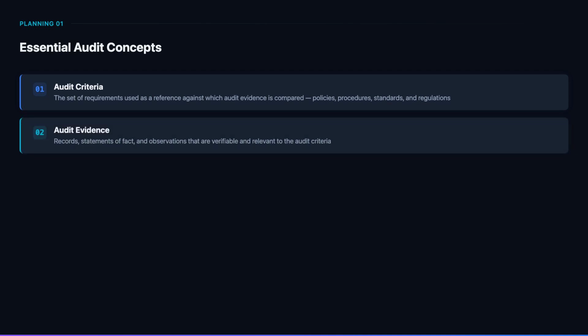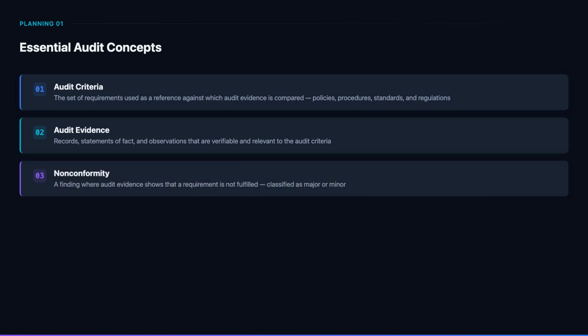Audit evidence is the information you collect during the audit to determine whether audit criteria are met. Evidence must be verifiable, relevant, and sufficient. It includes records, documents, direct observations, interview responses, and measurement data. Opinions and assumptions are not audit evidence.